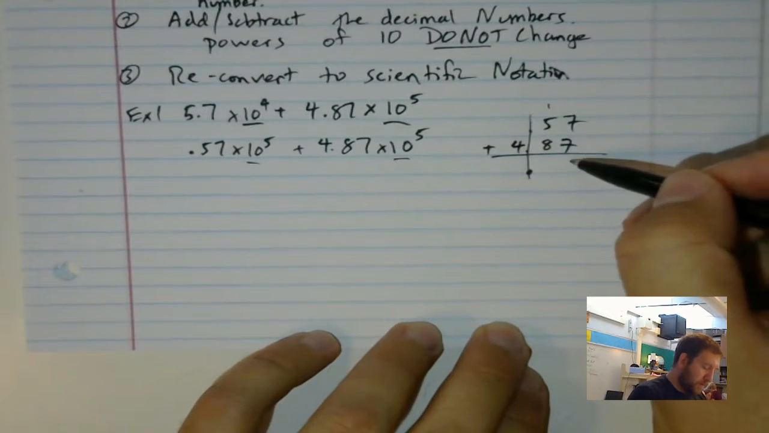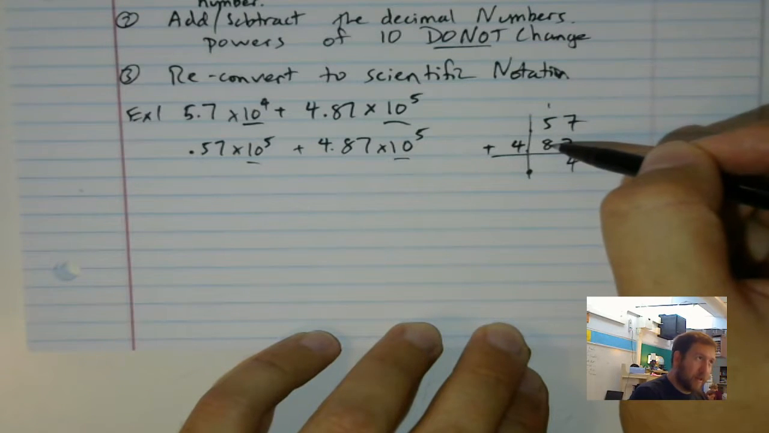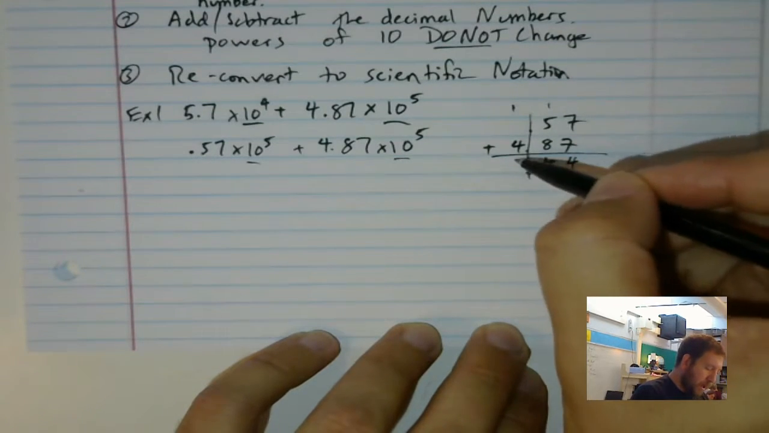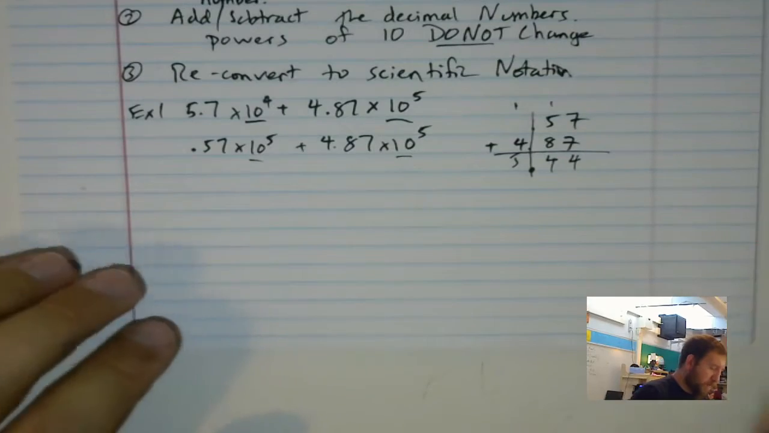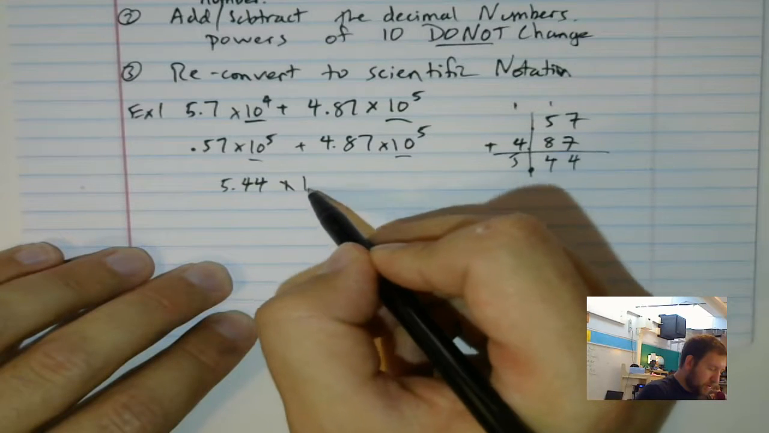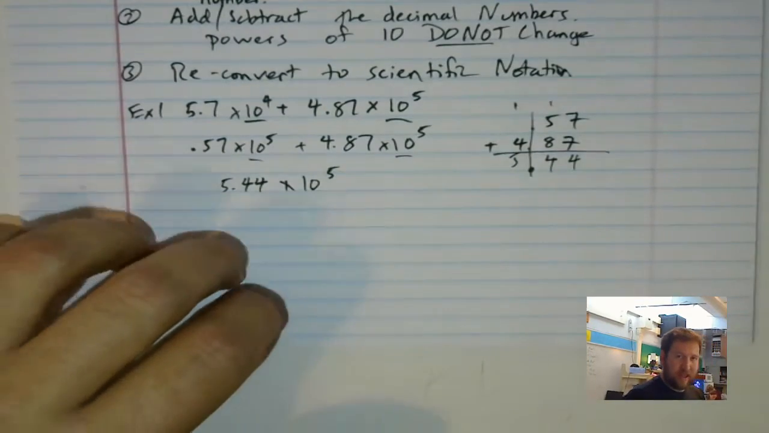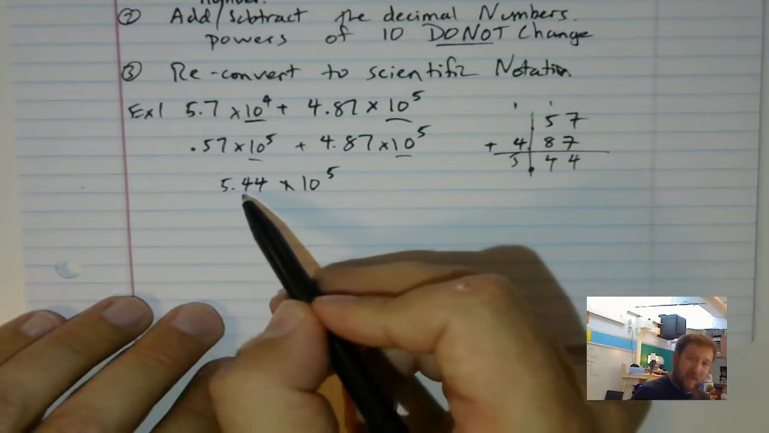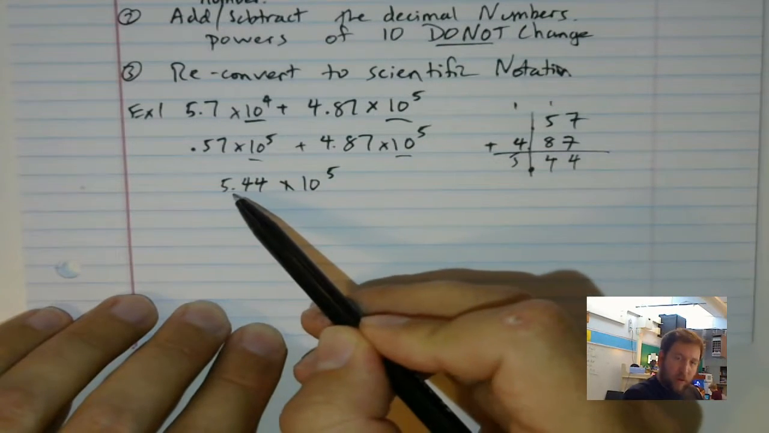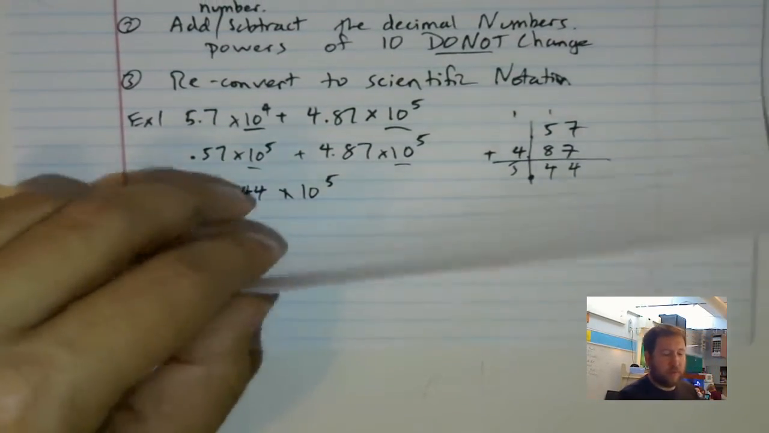7 and 7 is 14. 5 and 8 is 13. Plus 1 is 14. And I have 5. So I have 5.44 times 10 to the 5th, because my exponents stay the same. So that's how I would do this. Now I can check, is this in scientific notation? It is, because I only have one whole number outside of my decimal, so I'm good to go. Everything works. Okay, let's do another example with our addition and subtraction.